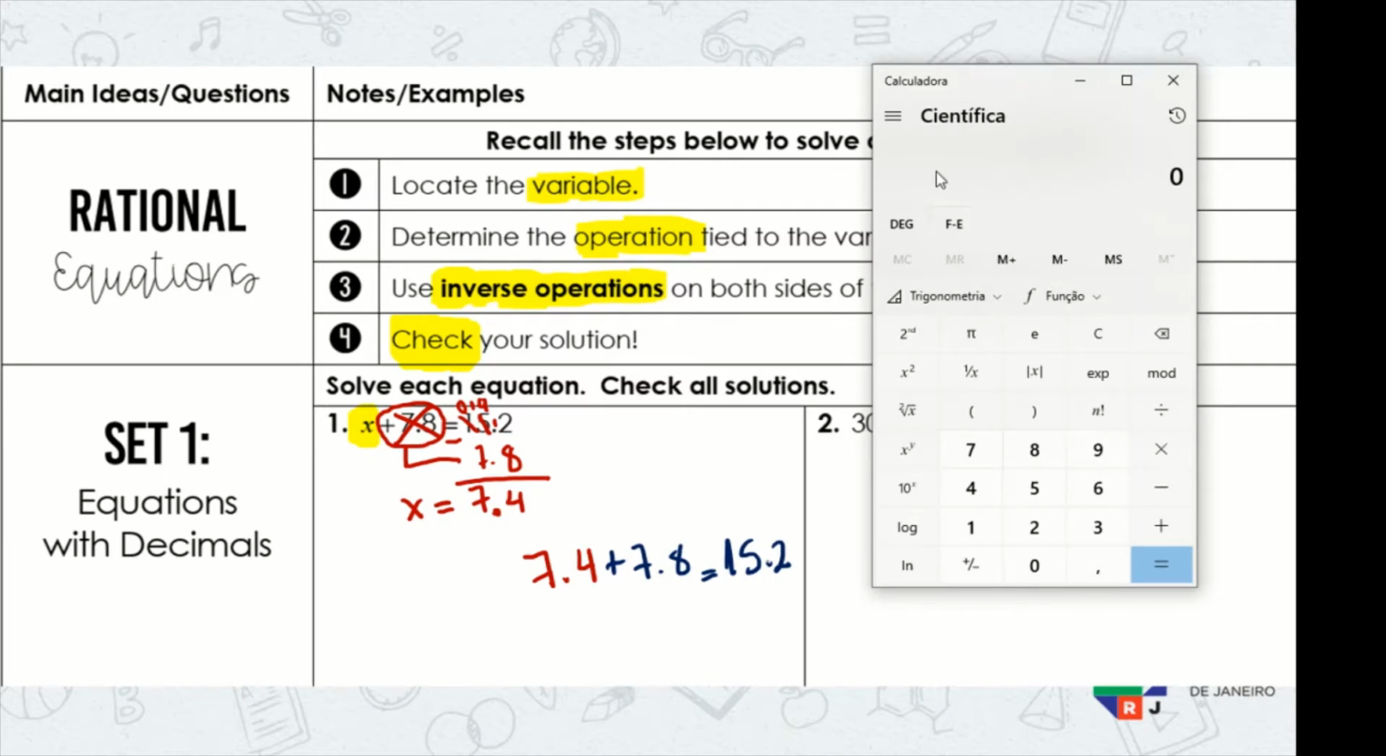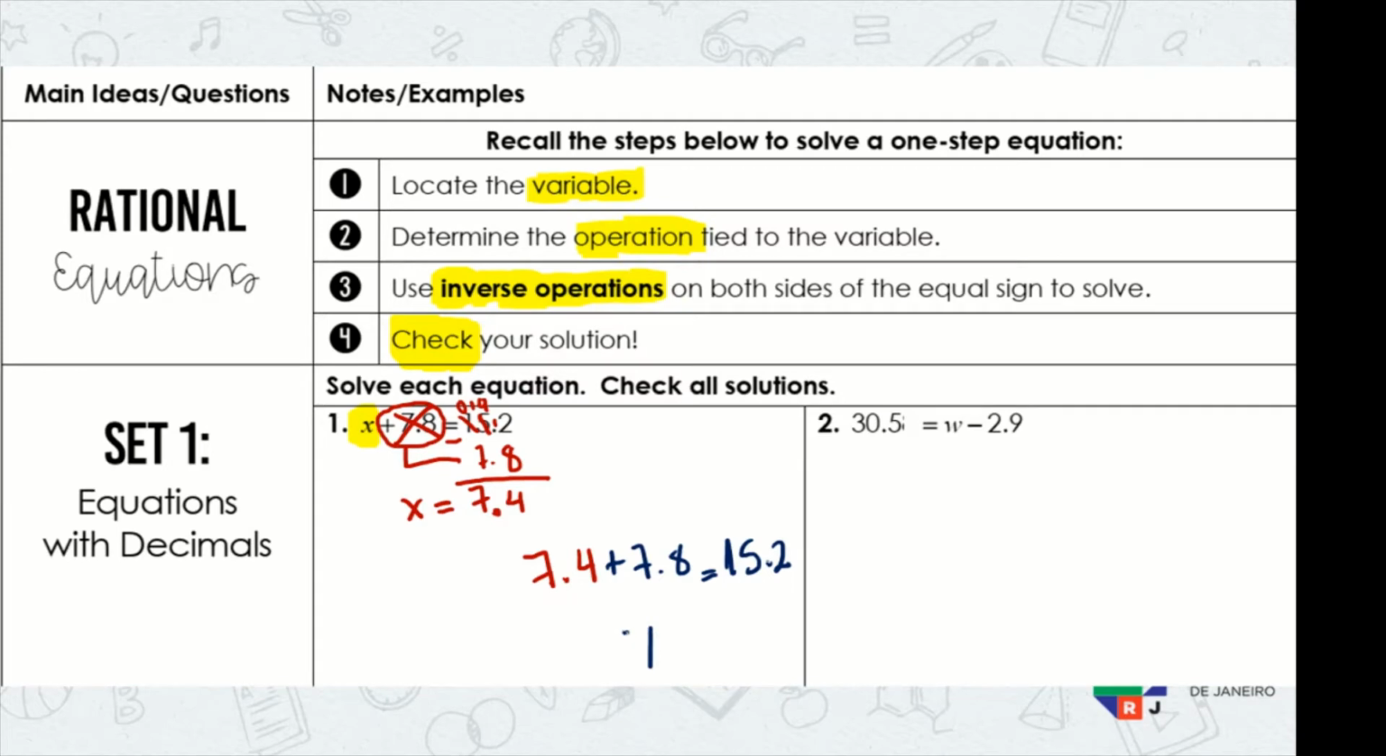Let's use the calculator. It is 7.4 plus 7.8, 15.2. Yes, is it true? Then it is a true solution. True. Guys, you can use the calculator just to check. Great. Don't use the calculator for other stuff. Just check. Nice.